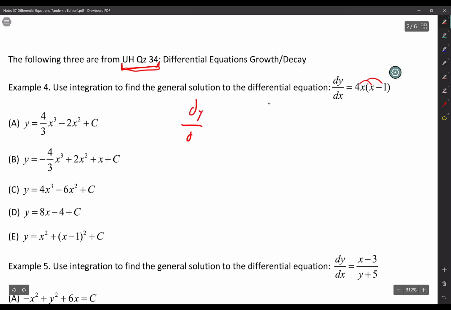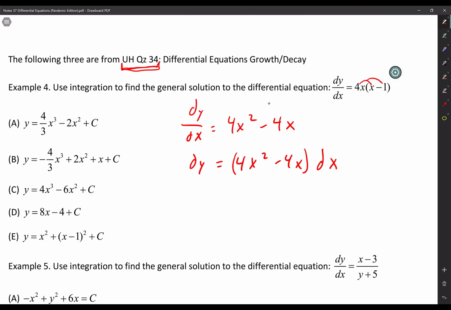dy/dx equals 4x squared minus 4x. Times it by dx. So dy equals 4x squared minus 4x. Yes, I know it's all that times dx if you want to be proper. It's okay if you don't write the parentheses, but there it is in the proper way. And then what do I do to get rid of the dy and dx? I just do a what?